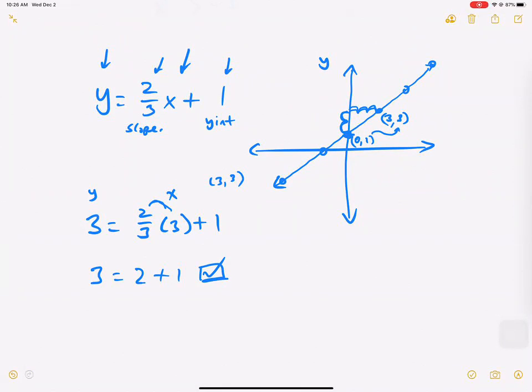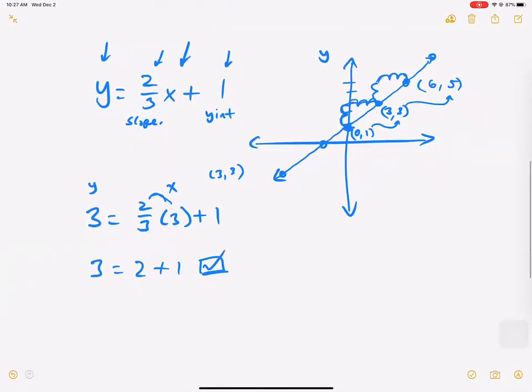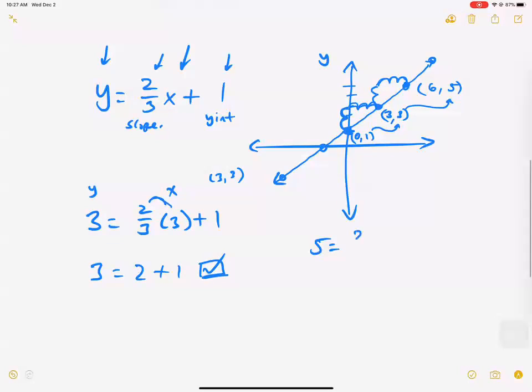Let's try it again. If I climb, let's find what this point would be. If I climb 2 spaces up and I run 1, 2, 3, what would this point be? Well, if I rise, 3 plus 2 is 5 now. Okay. So 1, 2, 3, 4, 5. That kind of looks like 5, yeah? And then my x, if I say 3, move over 3 spaces, would give me 6. Would this also be a valid point? Let's check it. 5 is equal to 2 over 3 times 6 plus 1.